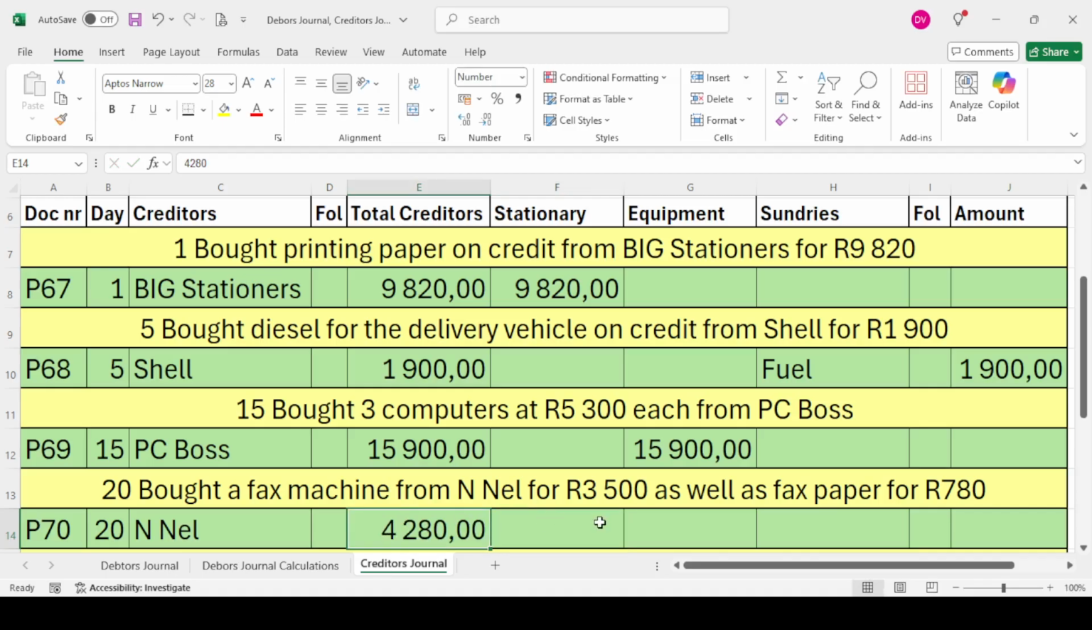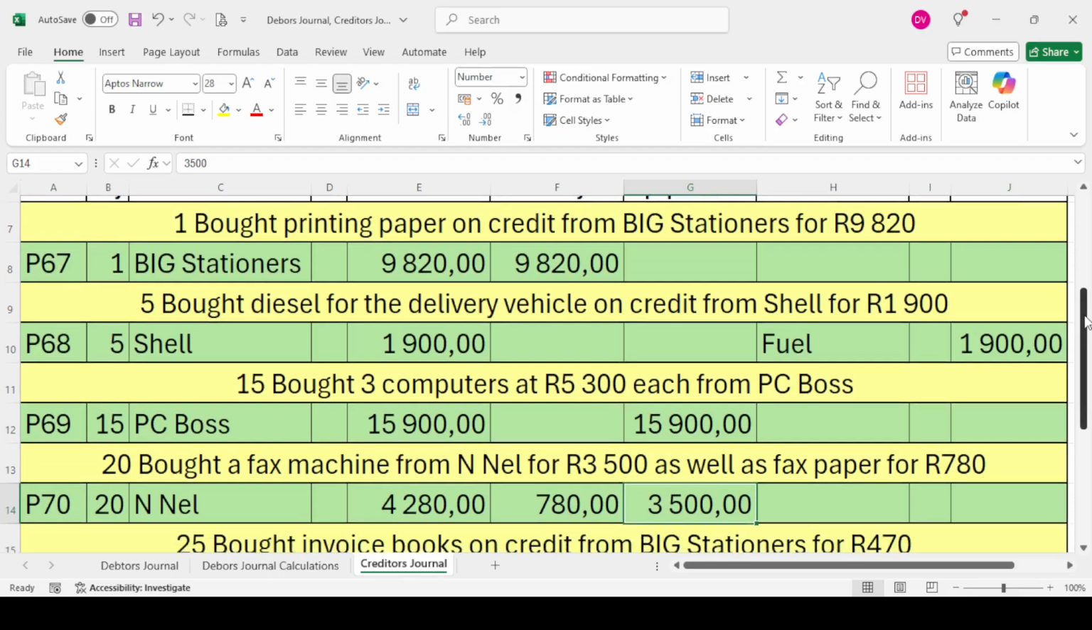What was this for? Okay. 3,500 Rand of that was definitely for equipment because that's your fax machine, right? But the fax paper falls under stationery. So your 780 Rand goes under stationery. We had columns for both of those things. I hope that makes sense, guys. If you feel unsure, maybe just rewind the video a little bit and just listen to it again. I'm sure it will make sense.